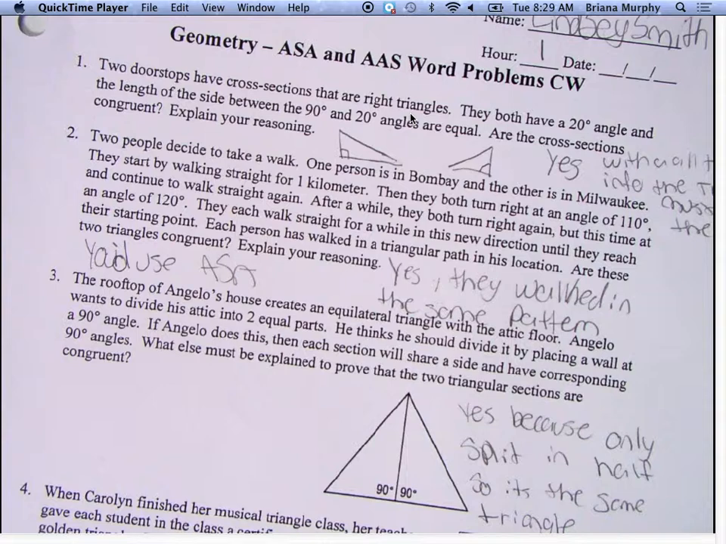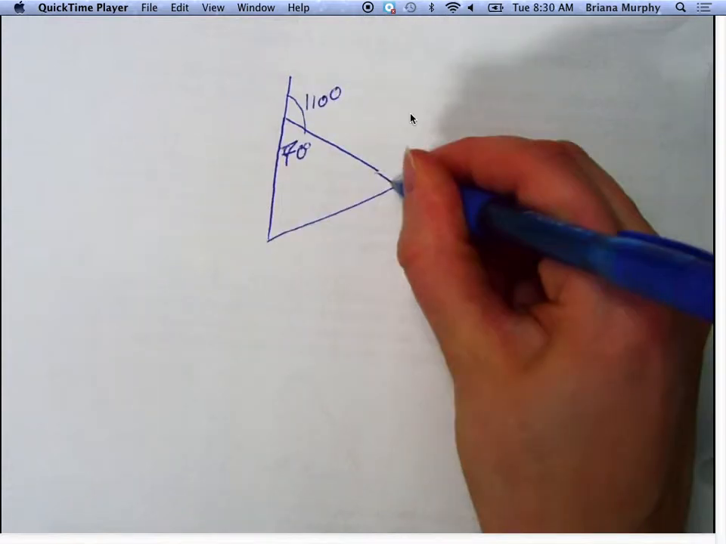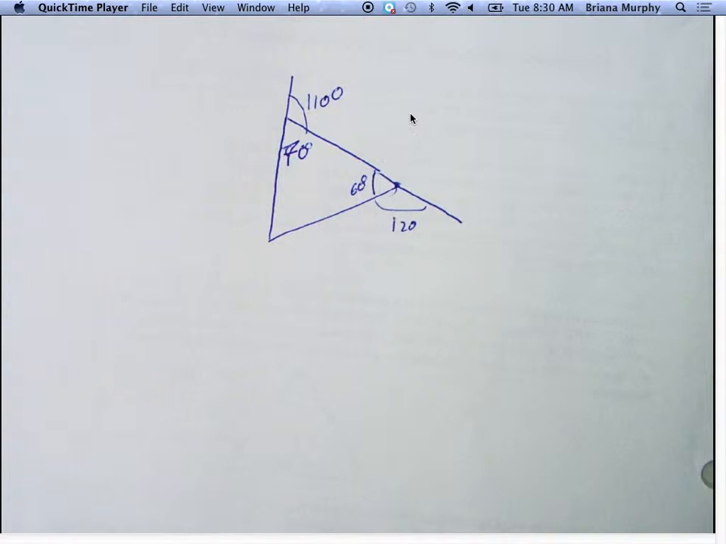Okay. So, we walk straight. Okay, and then we turn right. But we're turning from here. So this is 110 degrees, so this right here is 70. And then we turn right. This right here, the whole thing is 120 degrees. That's how much I turned. So this is 60. Because I got a lot of confusion about how this created a triangle.